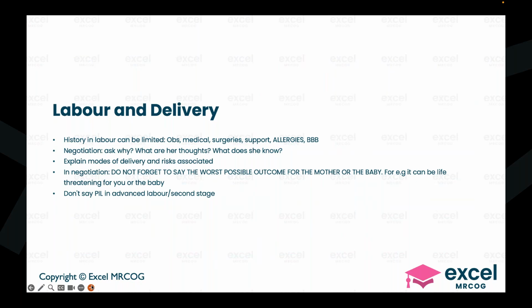Explain the modes of delivery and the associated risks. In negotiation tasks, do not forget to say the worst possible outcome for the mother or the baby. Like she wants to have a home delivery for twins. The problem with home delivery is that maybe twin one may deliver easily, twin two may get stuck. And if that happens, or there is cord prolapse or something like that for twin two, and if we do not do an immediate cesarean, the twin can die. And that is important for her to understand.